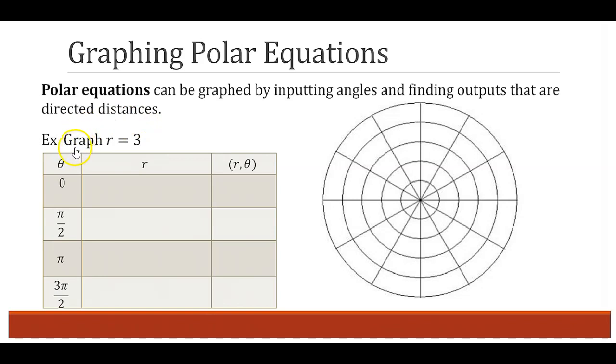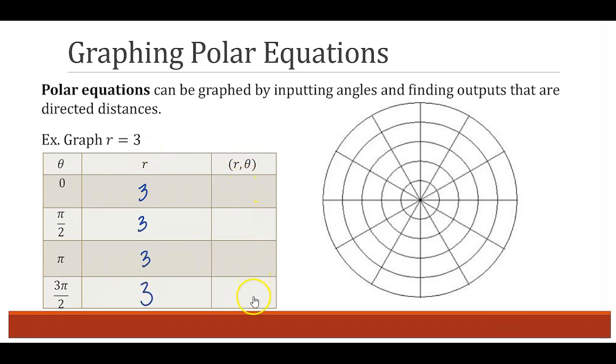So in other words, if we wanted to graph, let's say r equals 3, we would plug in different input angles, so thetas, and see what happens to r. Well, on this first straightforward example, since I have just the constant r equals 3, it doesn't matter what angle I plug in, 0, pi over 2, pi, or 3 pi over 2, I'm going to constantly get out the directed distance of positive 3.